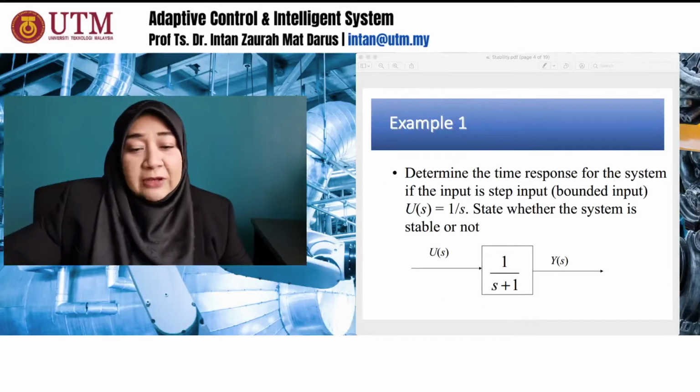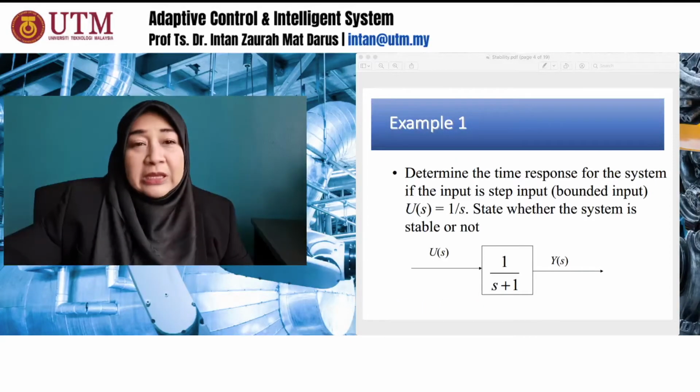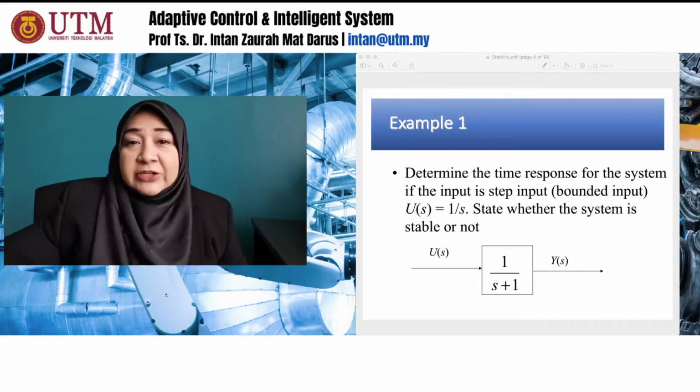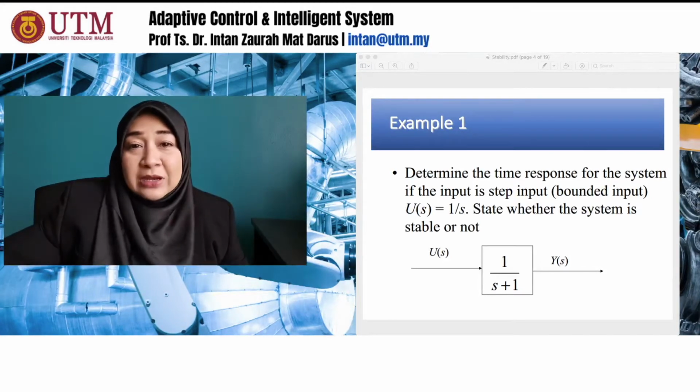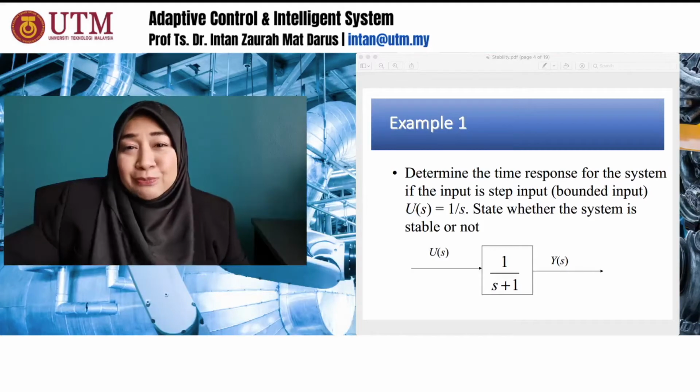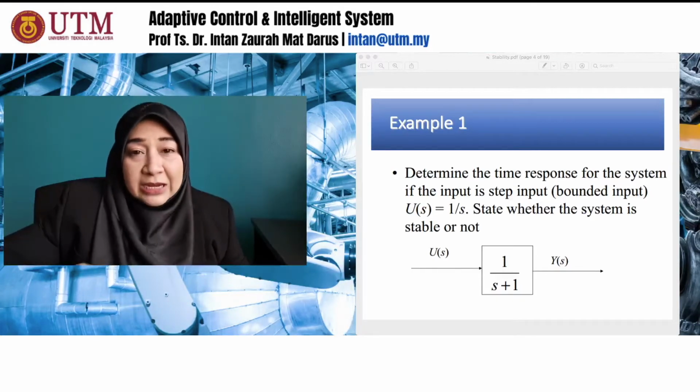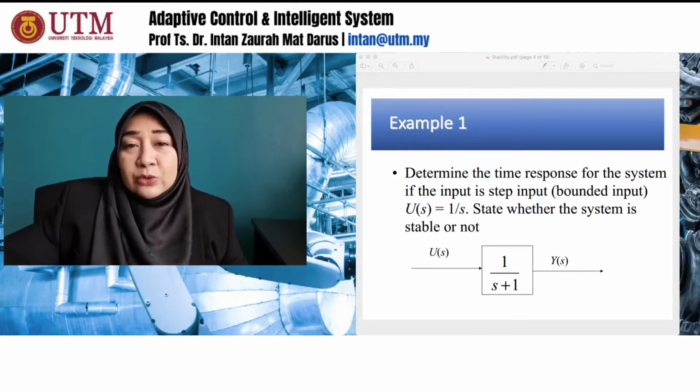Let's have a look at this first example. Let's say I have a first order system and the transfer function is 1 over s plus 1. If I apply a step input to the system, a step input is a bounded input because it doesn't grow with time. I need to check the response, so what happened to the system? I can do that using mathematical equations. So let's have a look at how it works.